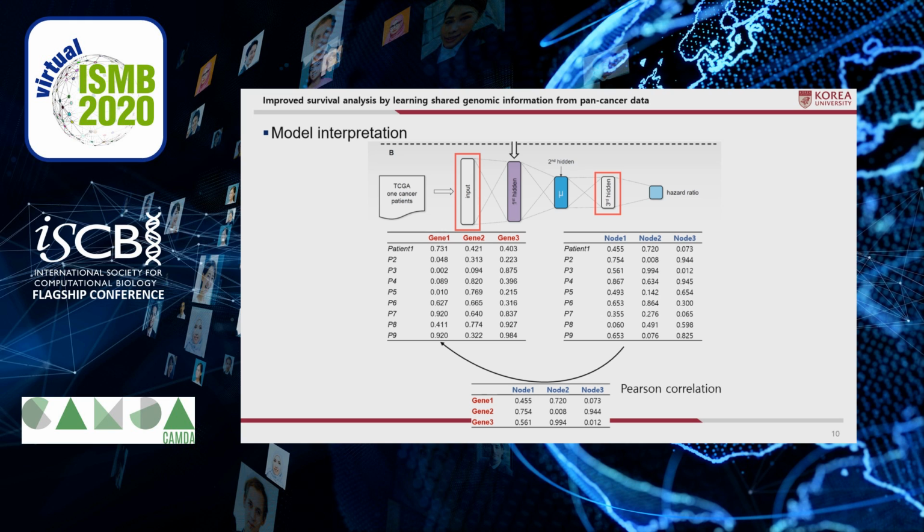Okay, this is the model interpretation. I'd like to find what signals the hidden node captures to predict survival. So I considered the expression values of each gene over patients as vectors, and the hidden values of each hidden node also as vectors. And then I calculated the Pearson correlation between the hidden node vectors and the gene vectors.